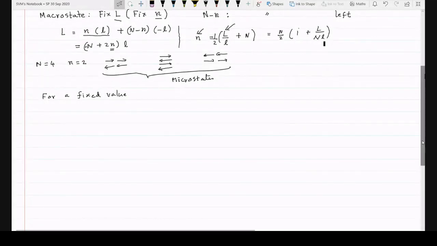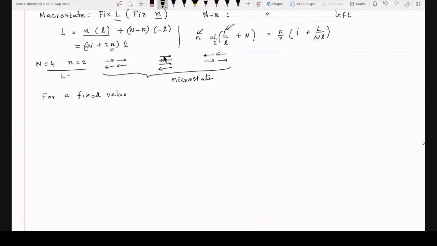Sir, I'm asking why I have taken that minus L, because it is towards left. Yeah, yeah. See, for example, the total length of this polymer is 0. In this particular case, this corresponds to L is equal to 0. Yes, sir. This happens, this is plus L, this is minus L, this is plus L, this is minus L. That is how you get the total length of this particular polymer to be 0. Okay, sir.